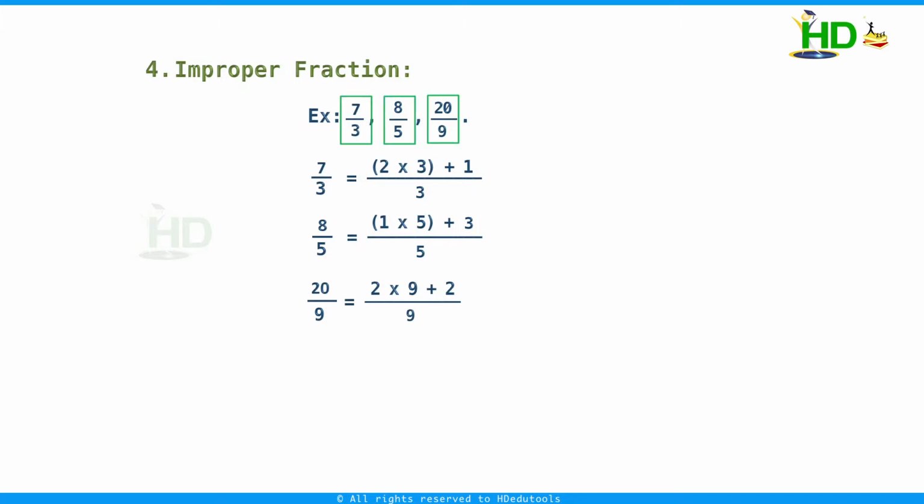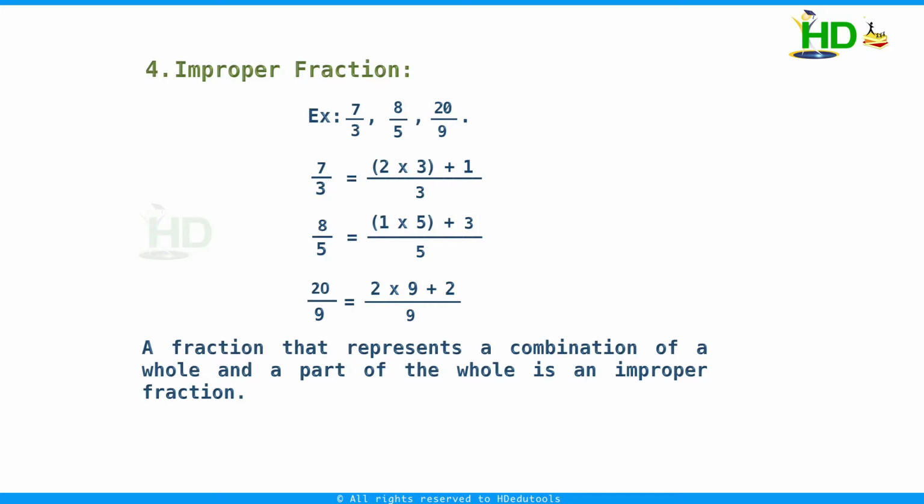And these kinds of fractions are called improper fractions. That is, a fraction that represents a combination of a whole and a part of the whole is called an improper fraction. In an improper fraction, the numerator is always greater than the denominator.